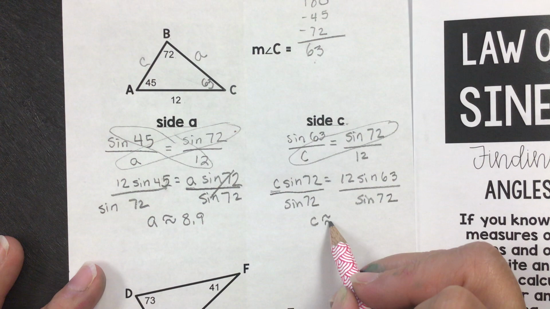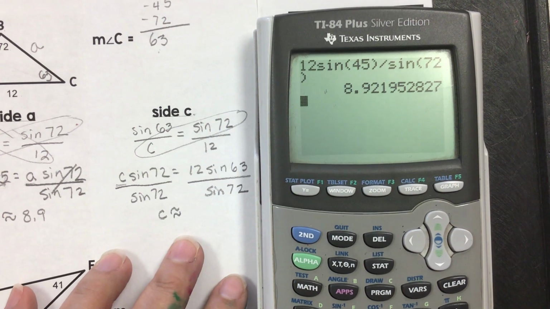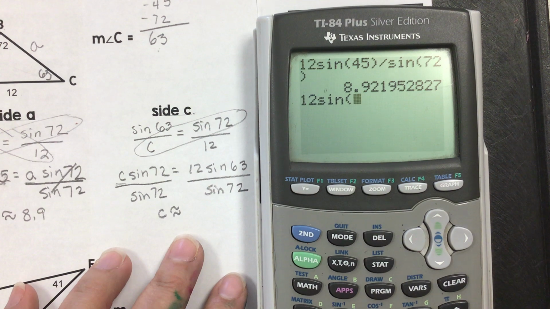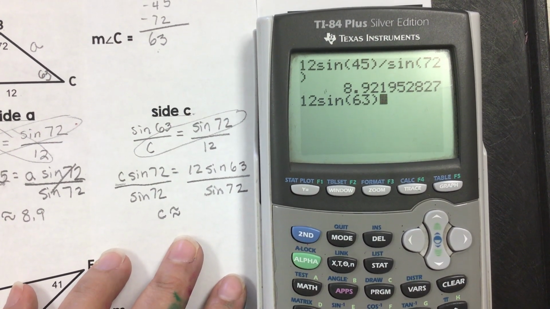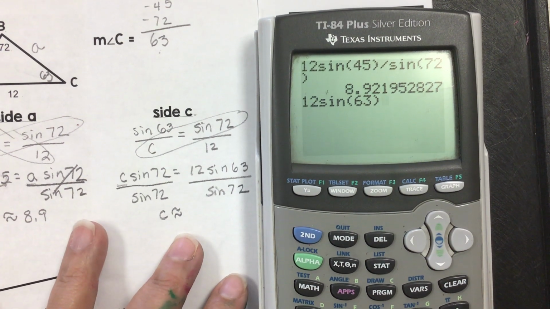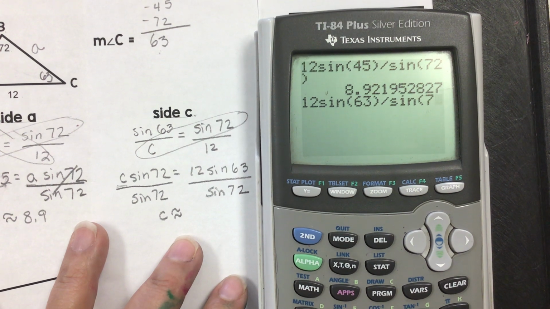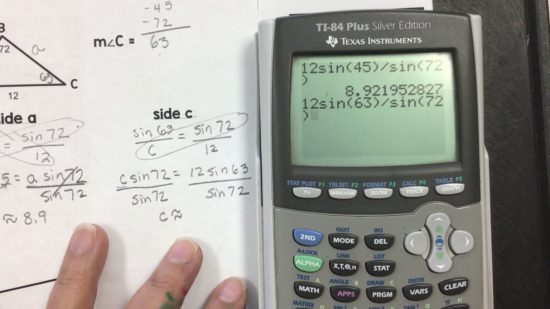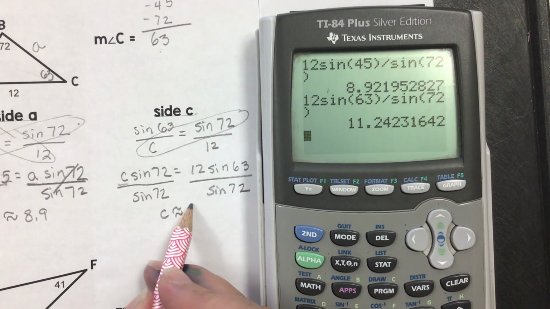C is approximately, let's try it again to put it in the calculator so you can see if you can get the correct answer. 12 sine of 63 this time. Make sure you close the parentheses. Divided by sine of 72, and close those parentheses again. And you should have 11.2.